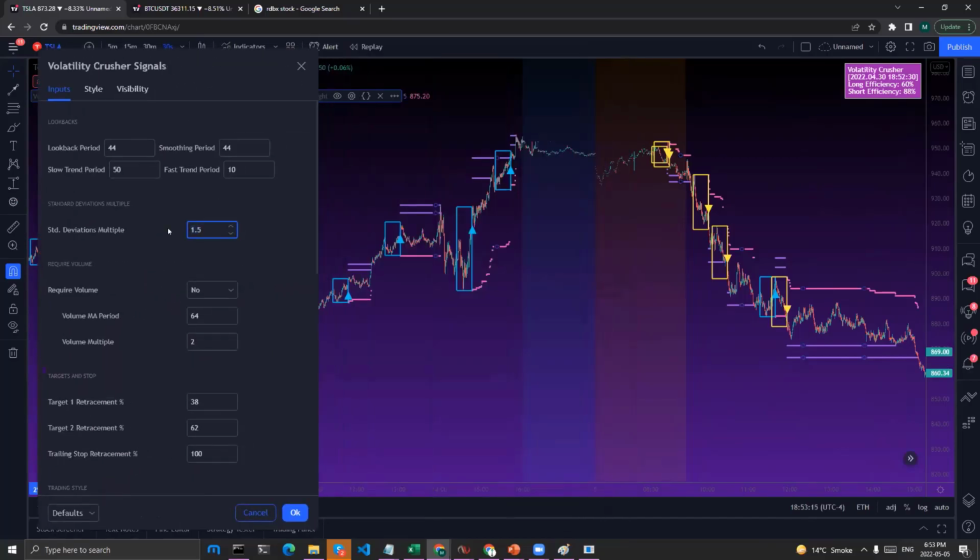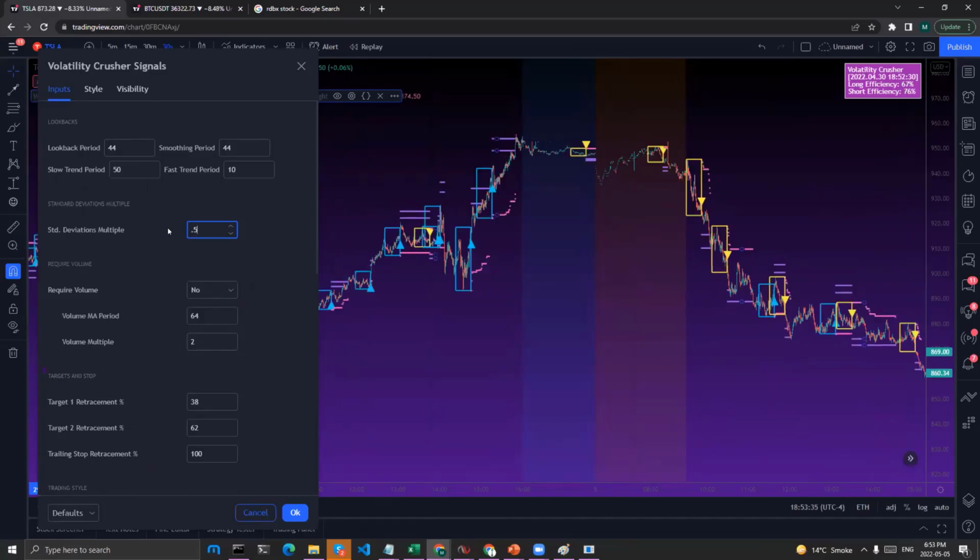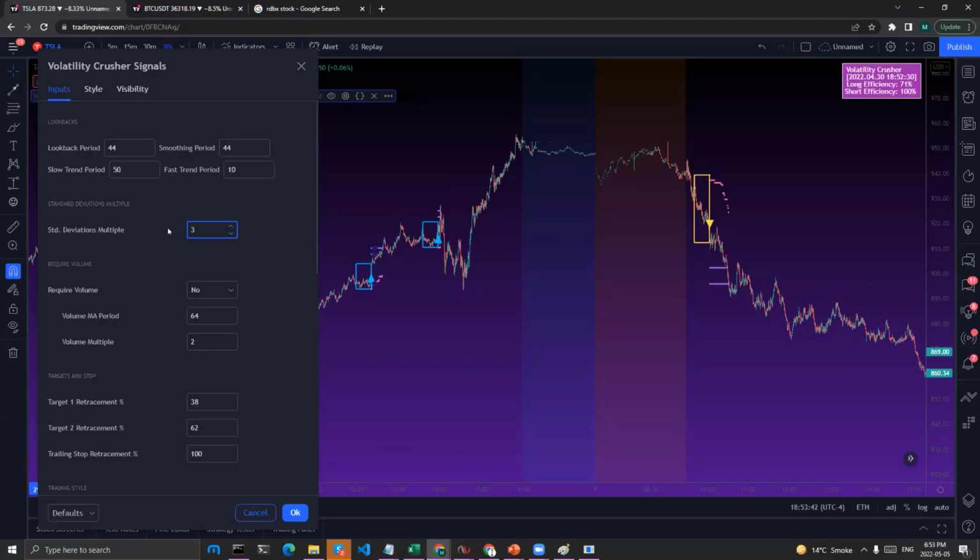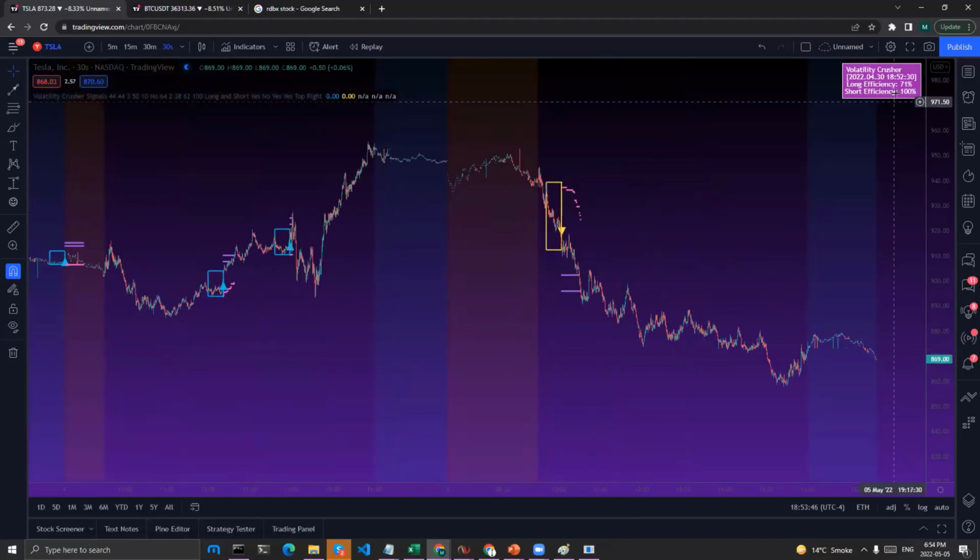So at 1.5, what this is telling the indicator is that when volatility, when candle size expands 1.5 times the standard deviation, then we can get a signal. So if we bring this down to something like 0.5, we're probably going to get a lot more signals because we're now requiring less volatility for it to qualify as a breakout. And inversely, if we increase this to 3 standard deviations, we get a lot fewer signals, which might fit your style. And also a lot of the time, it's going to increase the reliability of the signals.